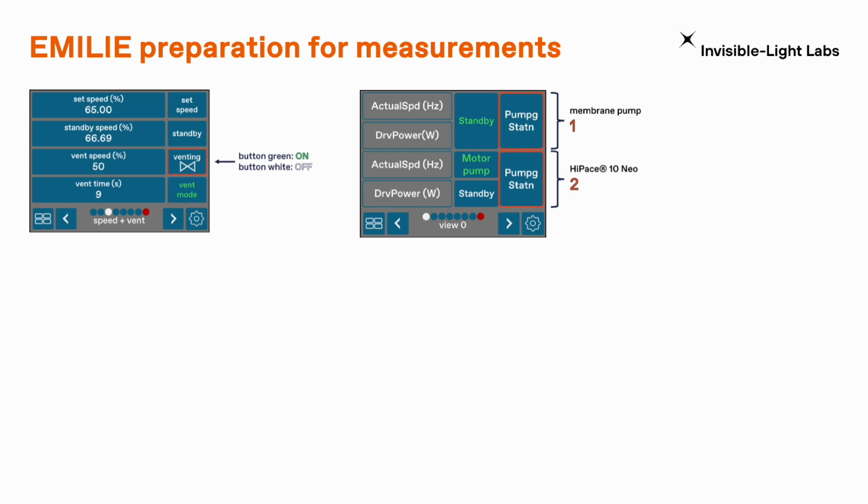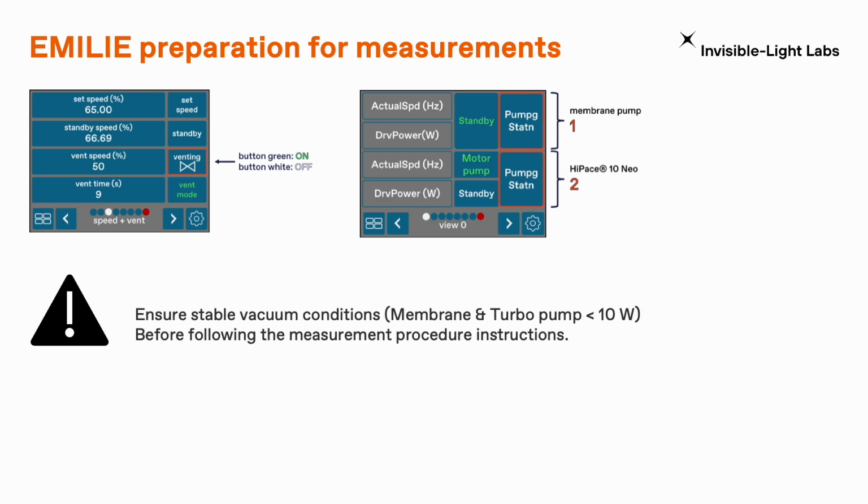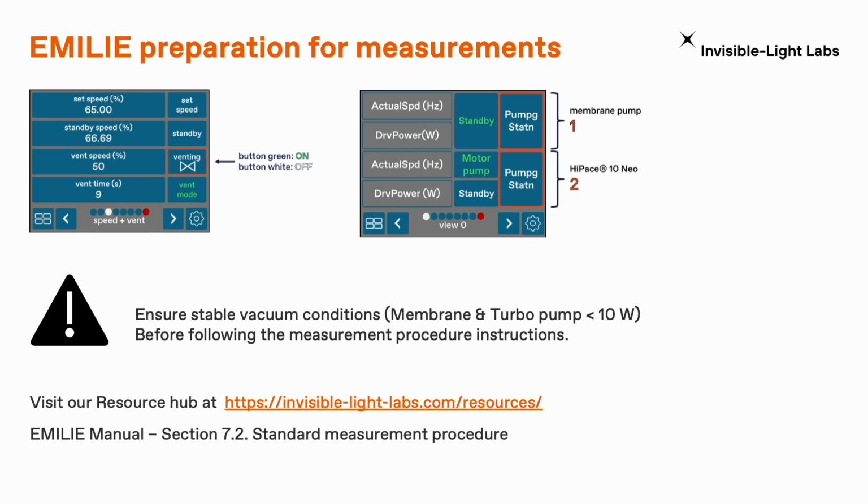Before beginning, ensure that an EMILIE chip is already loaded into the vacuum chamber and operating under stable vacuum conditions. In case of operating with a PHILHAR high-pace Neo pump, a stable vacuum is reached when the membrane and turbopump operate below 10 watts. For instructions on chip loading and vacuum setup, refer to section 7.2 of our user manual.